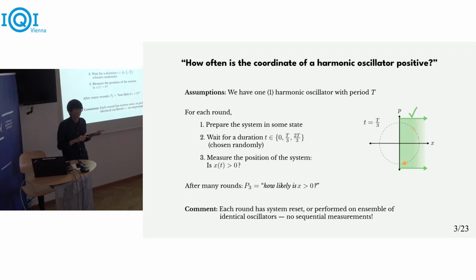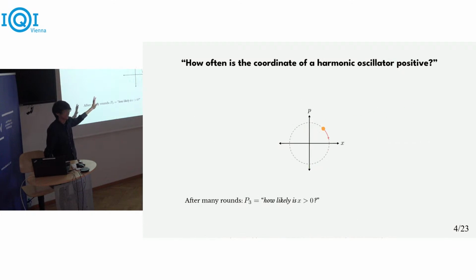OK, so keeping that in mind, let's do a test run of this protocol. So I have an initial state like this, right? I roll a dice. I get t equals 0. So I measure the system immediately, and it's positive. So I roll the dice again.